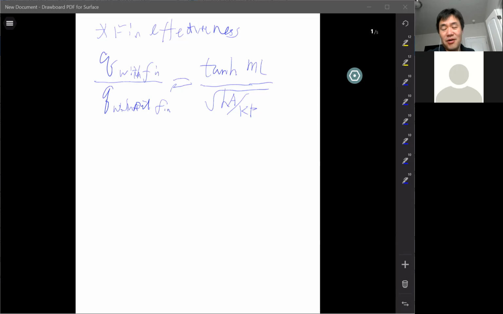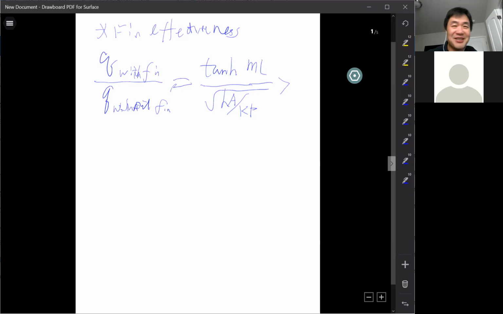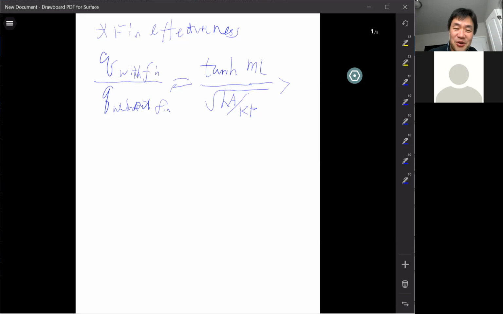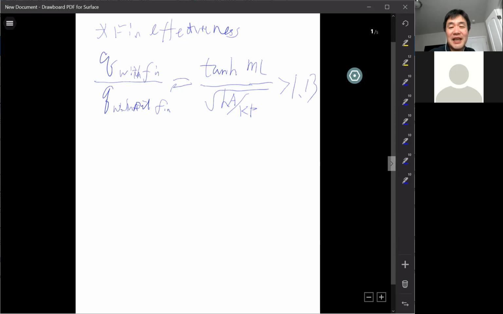So obviously you want to check effectiveness too. Every time you add a fin, you want to see that the effectiveness should be greater than 1, right? If it's 1, there's no reason to add a fin like this. Actually, you want to check that the value is greater than 1.13. That's the magic number, 1.13.